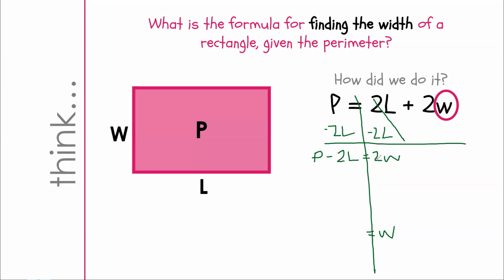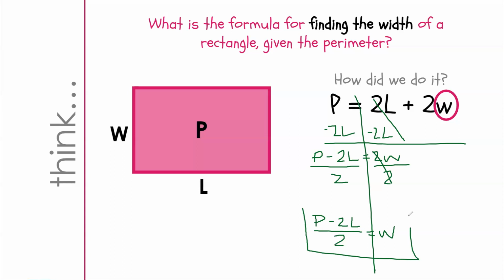If you think back to what we did before, our goal is to get W by itself. We're multiplying that W by 2 up here, so to get rid of that, we just have to divide by 2. And whatever we do to one side, we have to do the other. We get rid of that. I can't take any 2 divided by anything here. So that's it. That is my final answer. So P minus 2L divided by 2. That's my final answer.